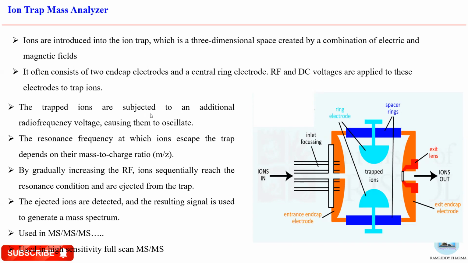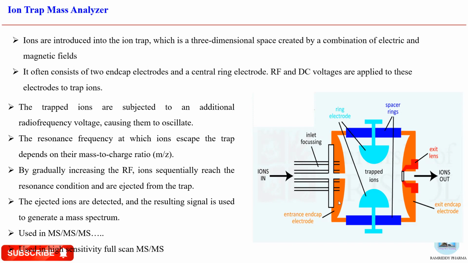The trapped ions are subjected to additional radio frequency. So we are selecting a certain radio frequency. At that certain radio frequency only, the ions will be trapped. The ions with another radio frequency cannot be trapped. So there is a resonance frequency at which the ions escape the trap. Once we change the radio frequency, the trapped ions go outside.